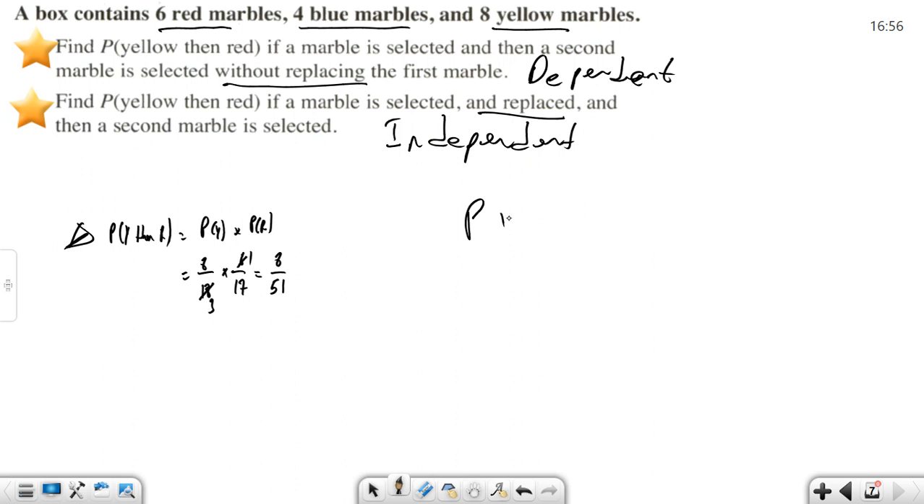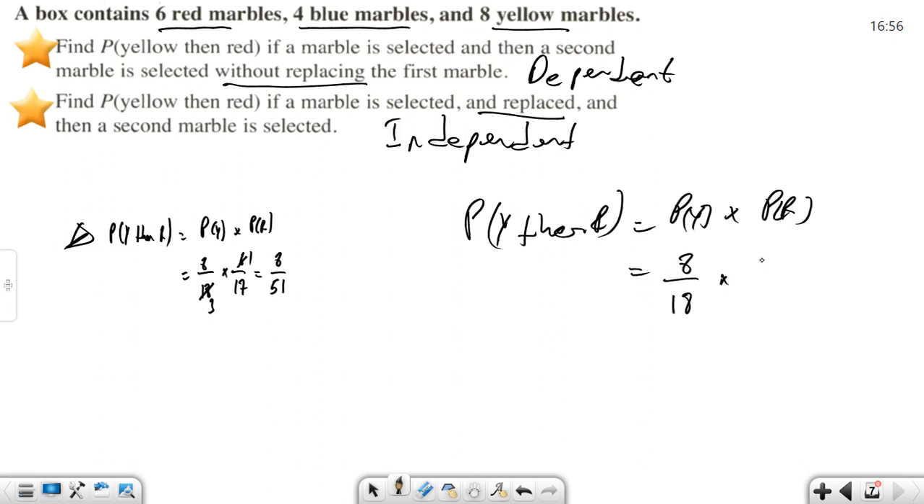So the probability of yellow then red. Same idea: the probability of yellow multiplied by the probability of red. But here it's independent. So this time 8 over 18 multiplied by 6 red, 6 over 18. Let's simplify it. I replaced it, so 18 didn't change. I drew the yellow and put it back, so the total number didn't change. You can simplify by 2: 8 divided by 2 is 4, 18 divided by 2 is 9. 4 times 1 is 4, 3 times 9 is 27.